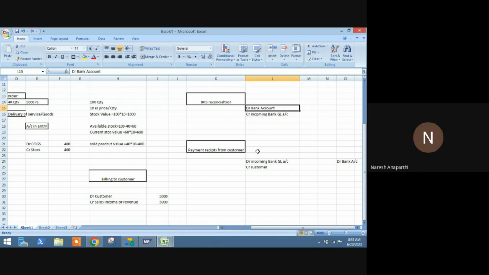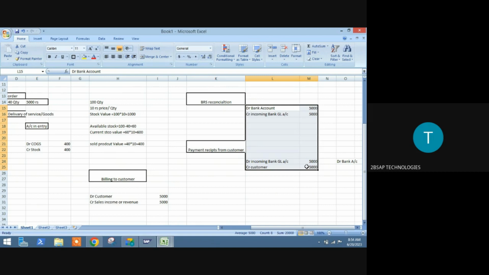Bank account, customer credit. By considering these four line items, what is your final entry? I will keep the money here also: 5,000 debit, customer credit 5,000. Here also 5,000. What is your resulting entry? Final resulting entry? Debit bank account, credit customer.